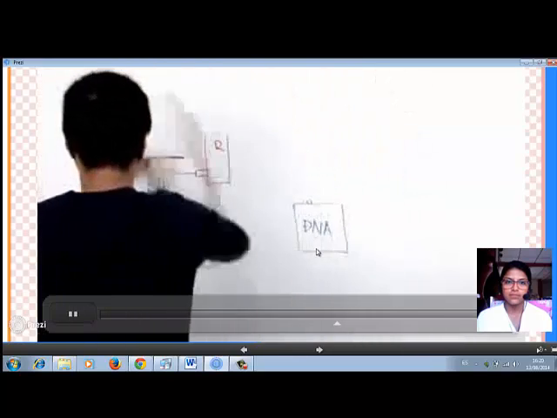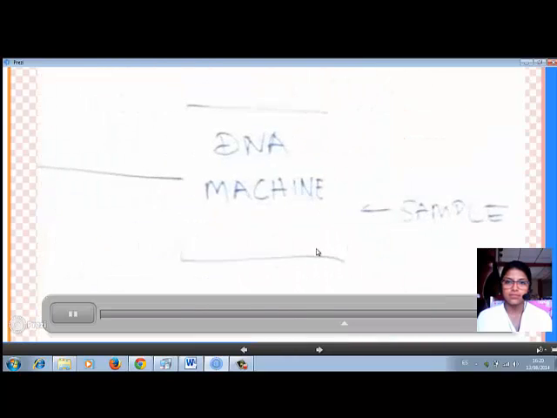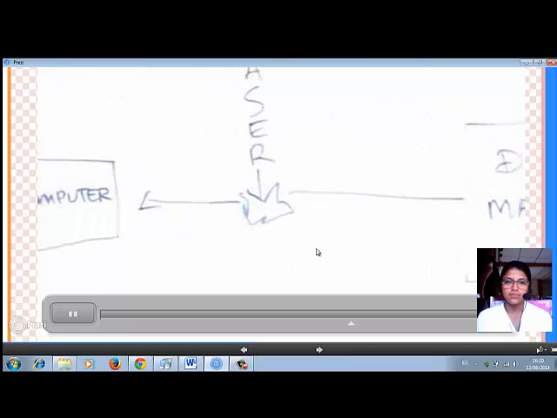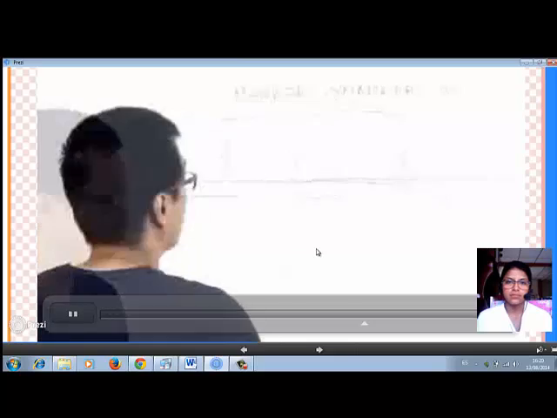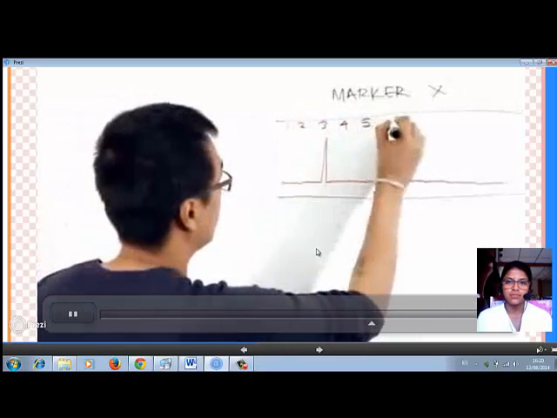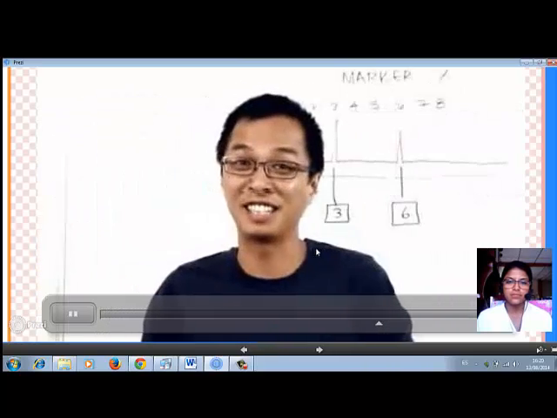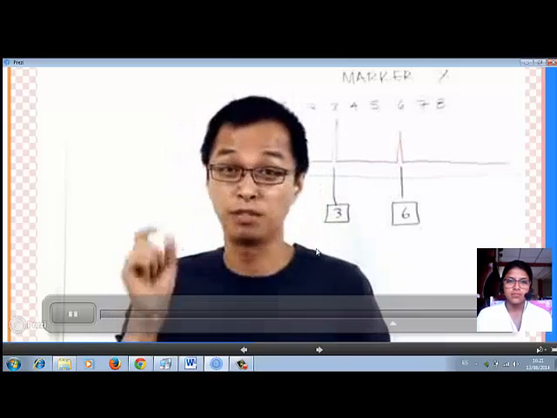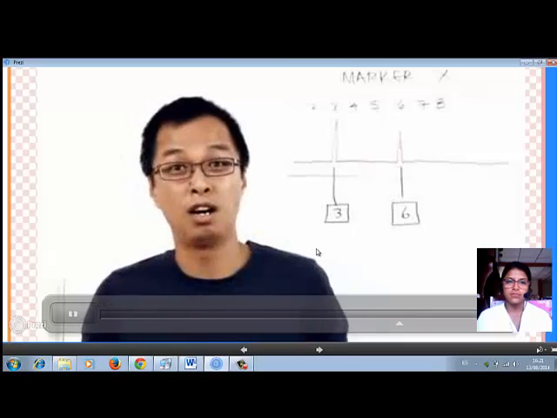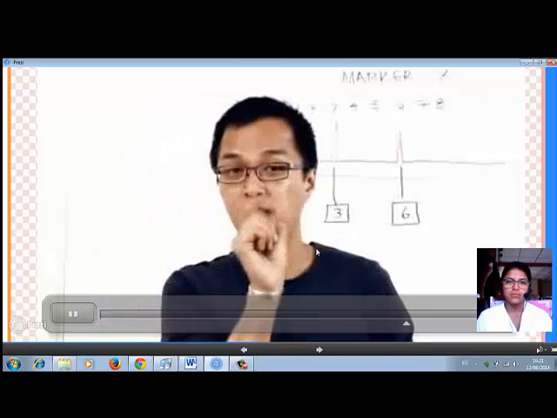Actually, it looks more like this. Sample goes into a machine, results are read by a laser after going through a capillary tube, and is interpreted by a computer. So the laser in the machine actually measures which markers are present and how much amplified DNA we have. The markers in forensic STR testing are different because of their lengths, and their lengths are different because of the number of tandem repeats. And tandem repeats are repeated sequences in the DNA strand.